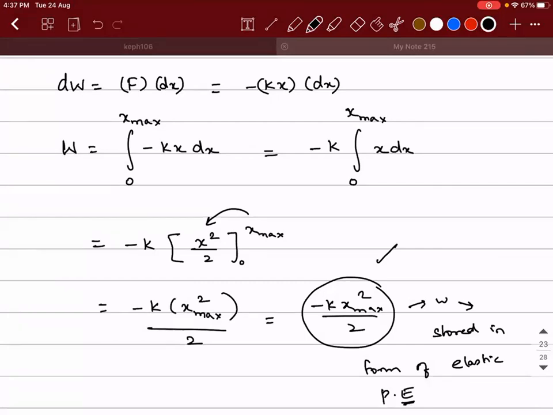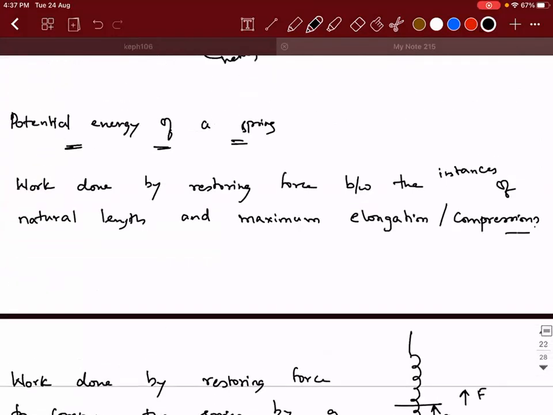Sir, tell me, why are we calculating it for an instance, for a particular instance? Between two instances: natural length, which is zero expansion, and maximum elongation or compression, which is maximum. Beyond that, what will happen? It will lose its elastic property. If you try to expand the spring beyond its maximum limit, it will not regain its shape.